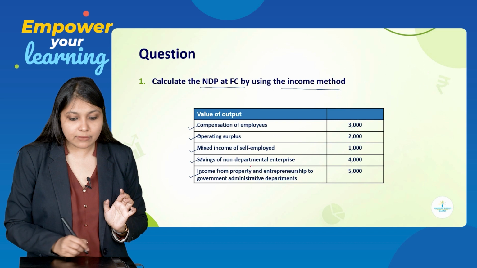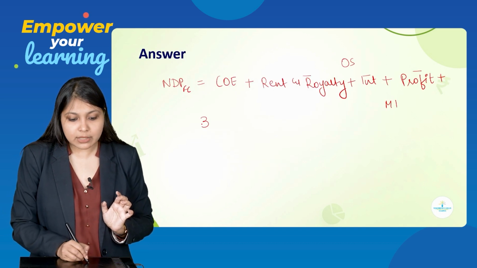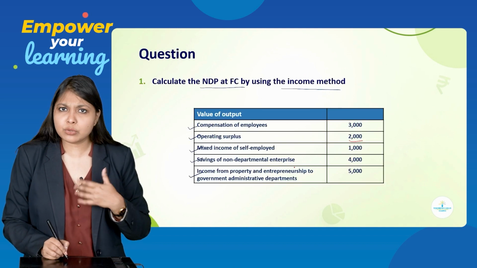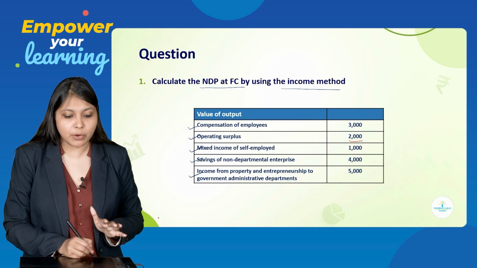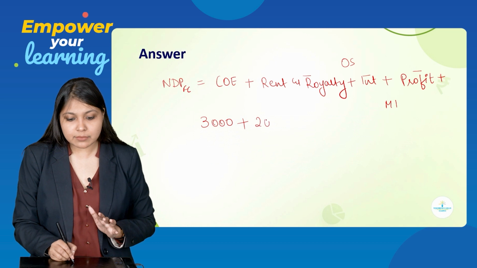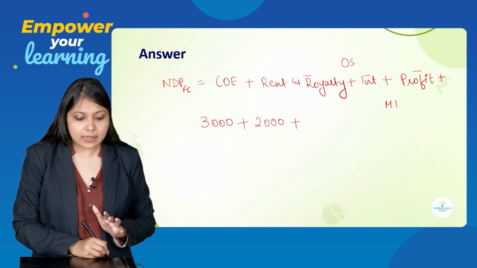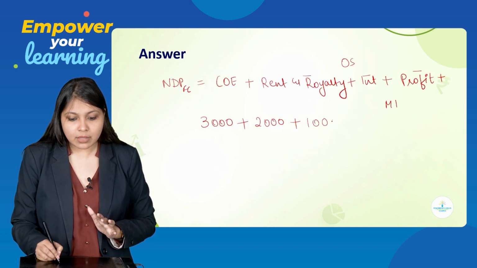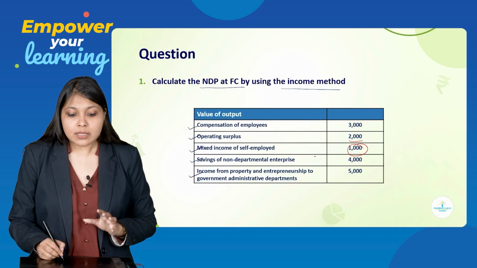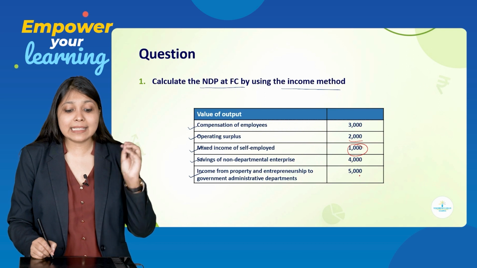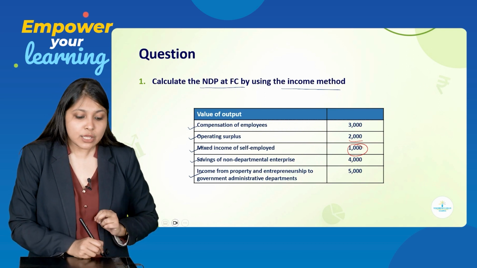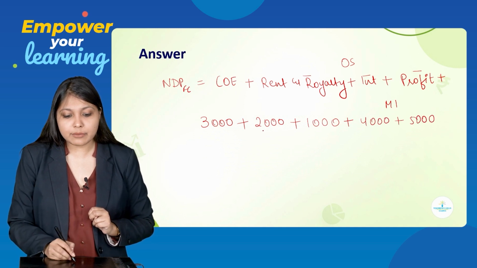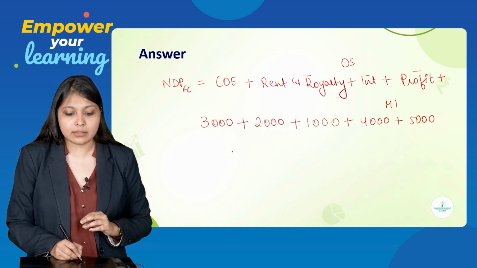So, let us see what all things are given. Compensation of employees is given. So, 3000 plus operating surplus is directly given to us. So, no need to look for rent, interest, royalty or profit. So, it is how much? 2000 plus mixed income. Let us see, mixed income is there. Yes, 1000 plus saving of non-departmental enterprise and income from property and entrepreneurship gets added. So, 4000 plus 5000. So, 3, 4, 5, 6, 7, 8, 9, 10, 15. 15,000.